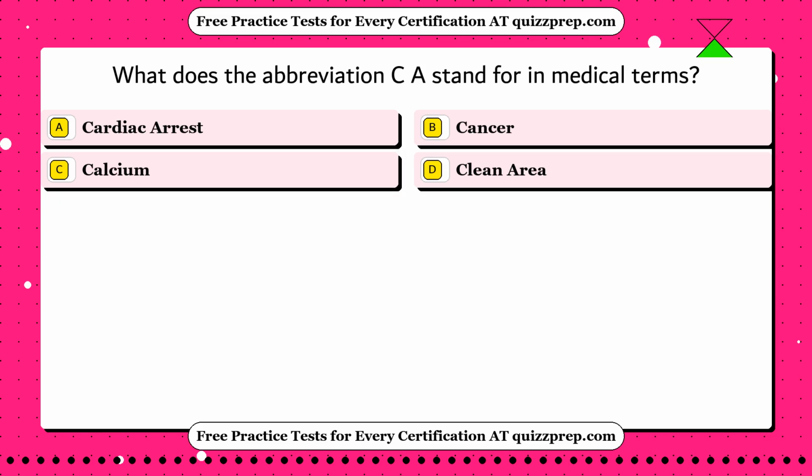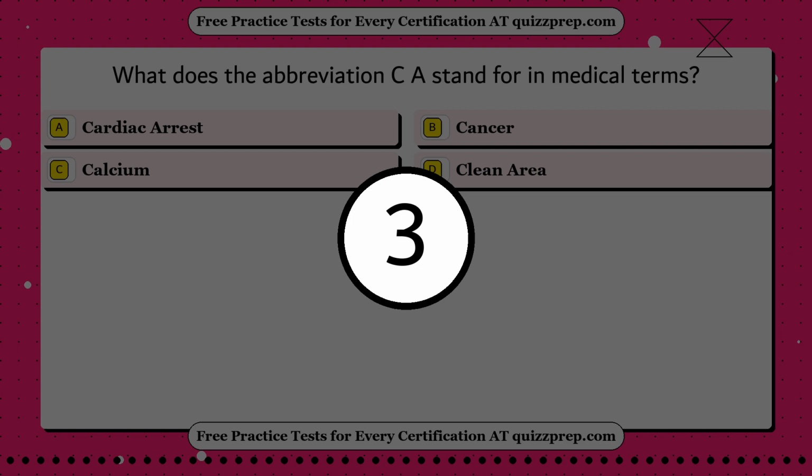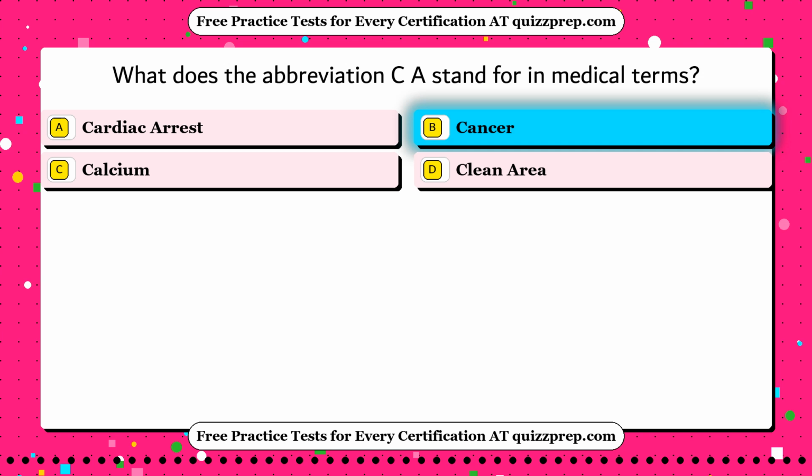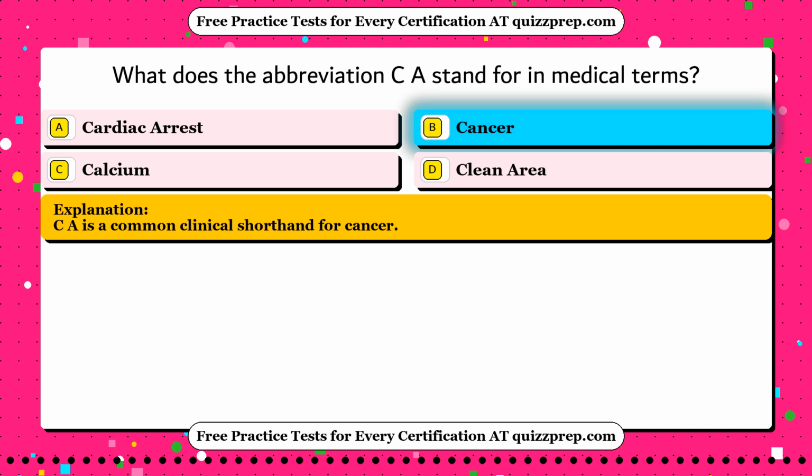Question 19. What does the abbreviation CA stand for in medical terms? Option A, cardiac arrest. Option B, cancer. Option C, calcium. Option D, clean area. The correct answer is option B, cancer. CA is a common clinical shorthand for cancer.